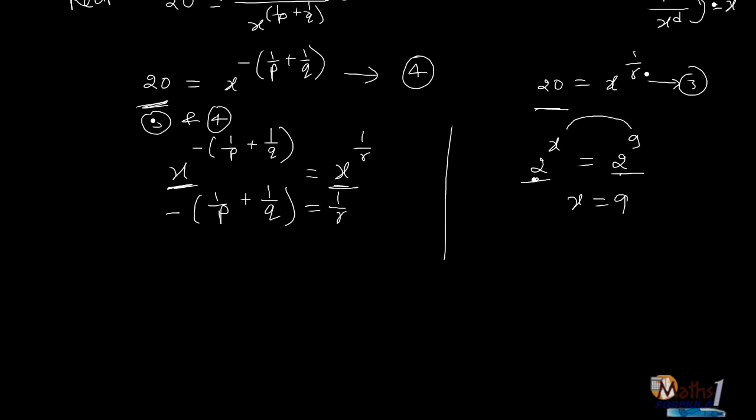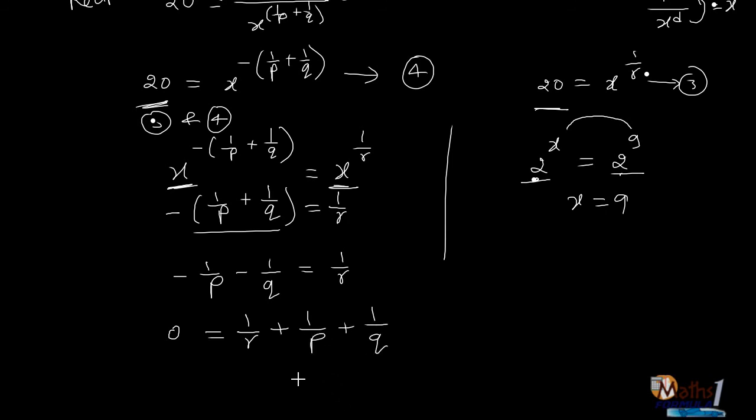Now next, let me open the bracket so that you don't get confused: minus 1 by p minus 1 by q equals 1 by r. And if I take both of them to the other side, this will be 0 here, and 1 by r will become, transposing, 1 by r plus 1 by p, transposing 1 by q. This is what they had asked. I can rearrange these: 1 by p plus 1 by q plus 1 by r equals 0. Keep this in mind. It's very important.